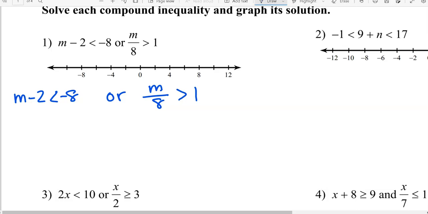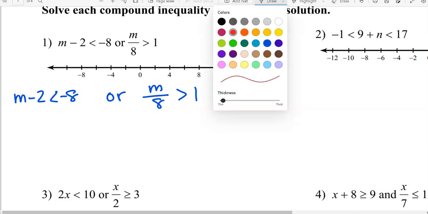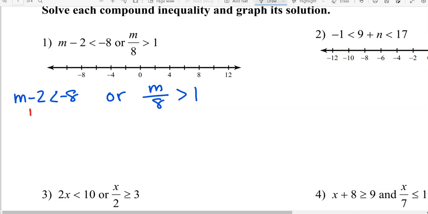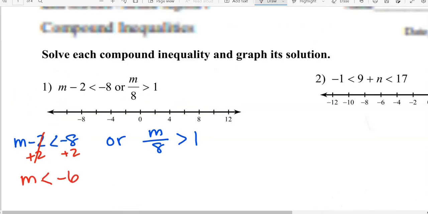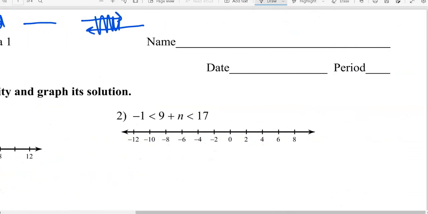So on this side, where we have m minus 2 is less than negative 8, if that said equal to, how would you get m by itself? There's a minus 2 attached to it, so what am I going to do with it? We're going to add 2 over. So now it becomes m is less than negative 6. Does my sign stay the same, or does it flip? It stays the same. When would it flip in the future? If you divide it.